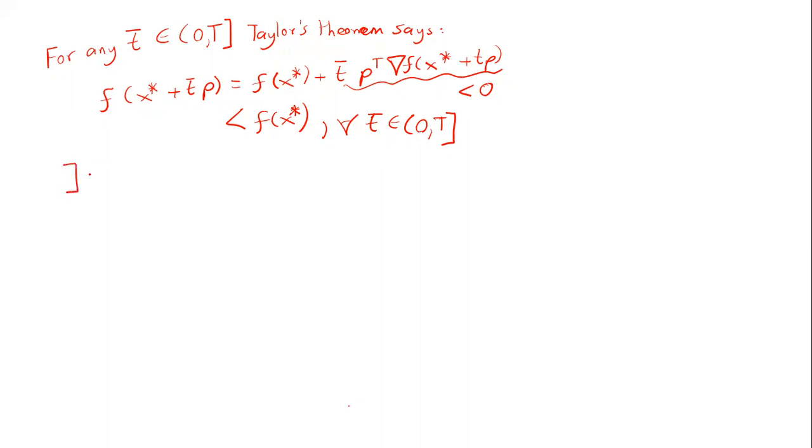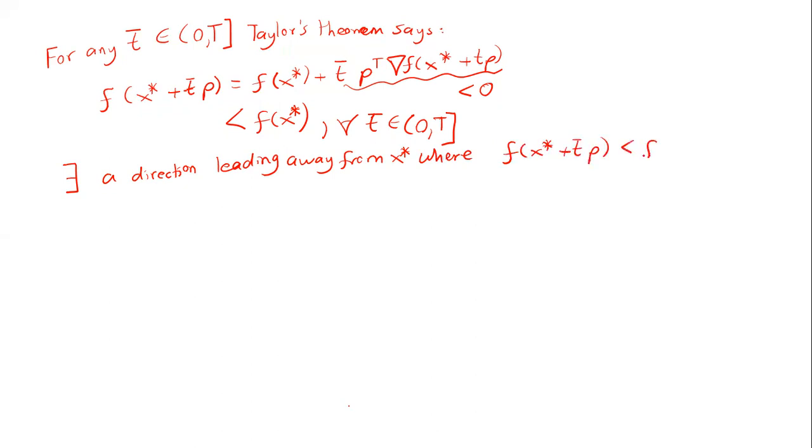And so what this would mean is that there exists a direction, this p direction here, leading away from x star, where f of x star plus t bar p is less than f of x star in that direction. And so this is a problem, right? Because we said that f of x star should be our minimum. So how is there a direction where even if we go just a small amount, with t bar between 0 and T, I'm already getting a point in that direction with an objective function value less than the value at the optimal point?